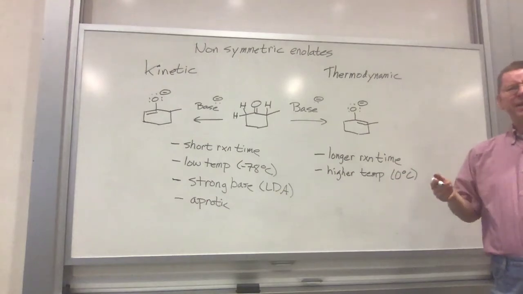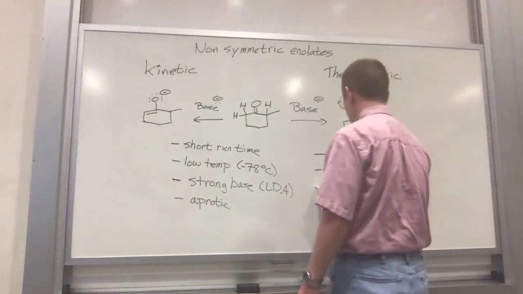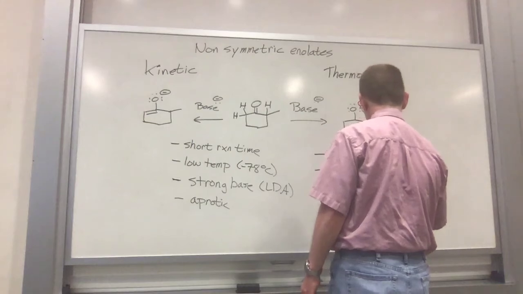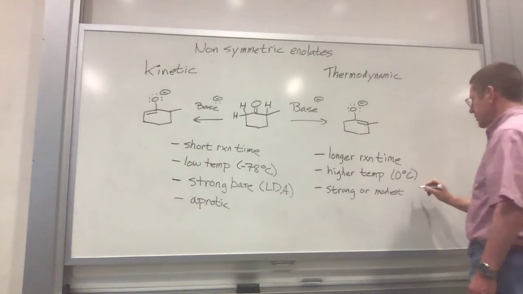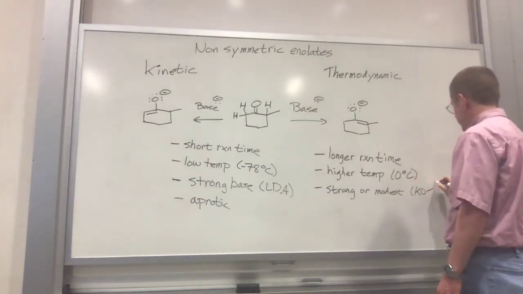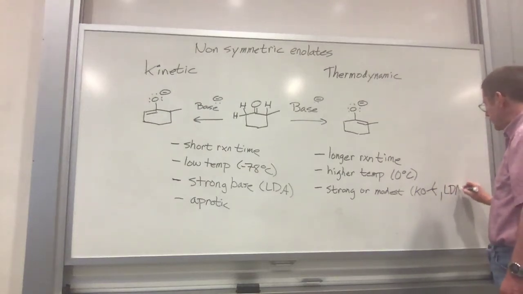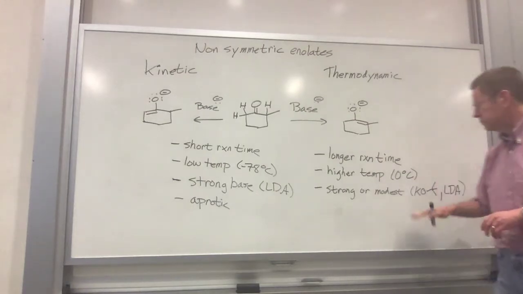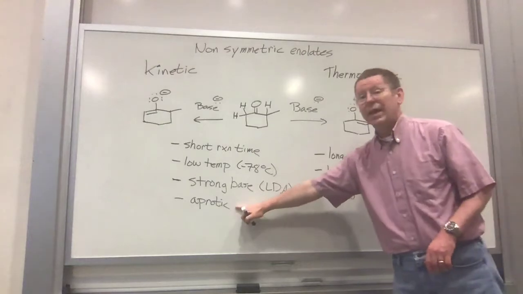For the base, we can use either a strong base or a more modest base. So you'll oftentimes see something like potassium t-butoxide. That's in the modest base category. But I do want to point out we can actually use LDA to get a thermodynamic enolate. So we can use either an alkoxide or LDA as long as we think about that last question, aprotic.